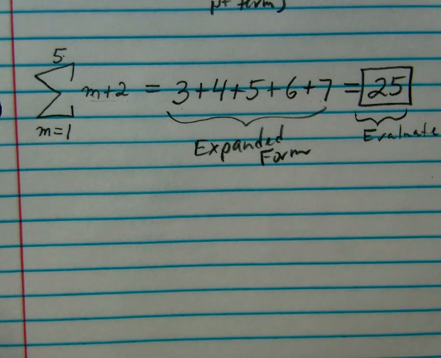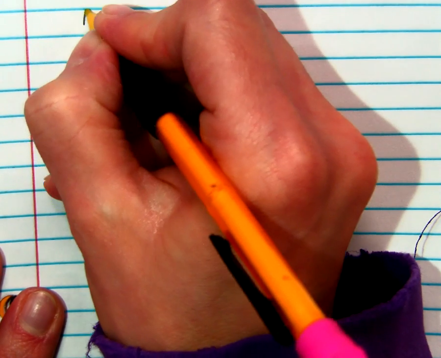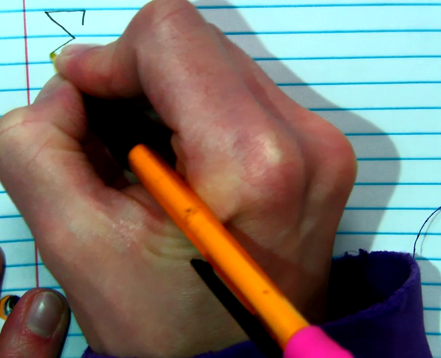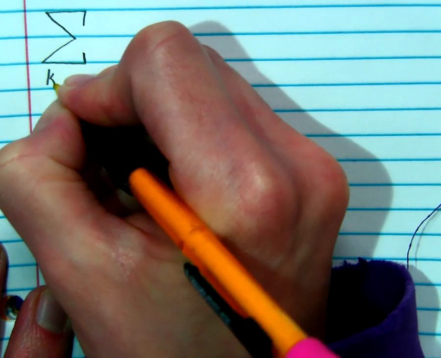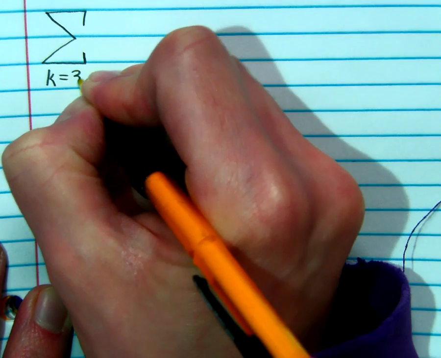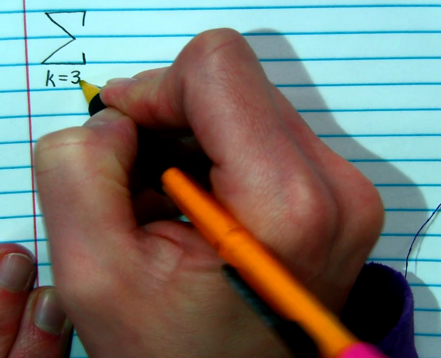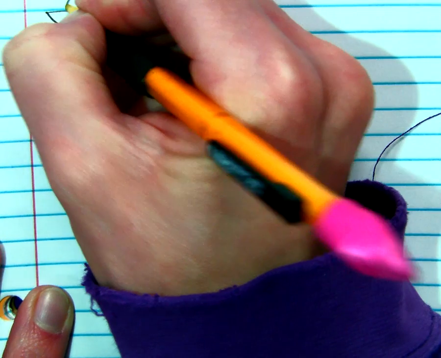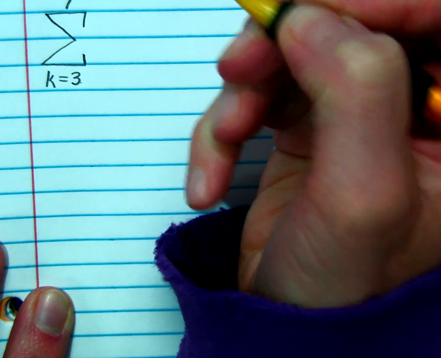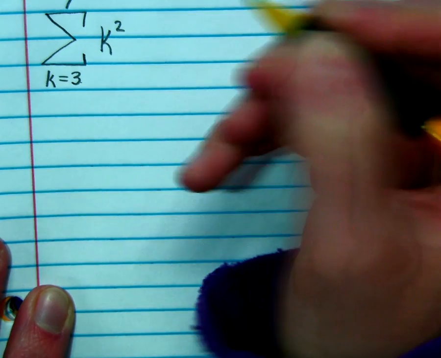Okay, so let's do one where we don't start with the first term. Scoot my paper up, do another sigma. I'm going to try to do better this time. Oh, look at that sigma. That's pretty good. We're going to use k this time. They can use whatever variable they want. And we're going to start with the third term. So we're not going to do the first term and the second term. We're going to start with the third term. We're going to go all the way to the 7th term. And our formula to find the terms is k squared.